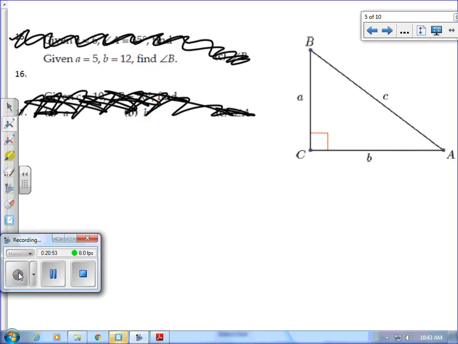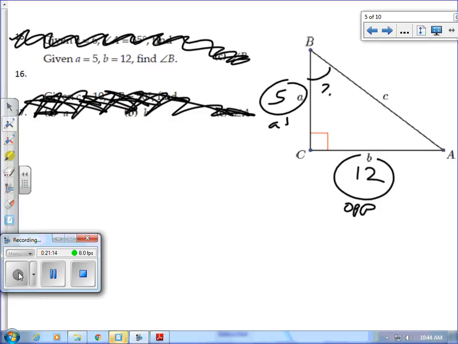All right, so number 16. A is 5, B is 12. We need to find the measure of angle B. How do we do that? Okay, well, let's look at what these two sides are in reference to angle B. This will be opposite, this will be adjacent. So if we set this up, opposite and adjacent is tangent. Tangent of this unknown angle is going to be equal to opposite over adjacent.